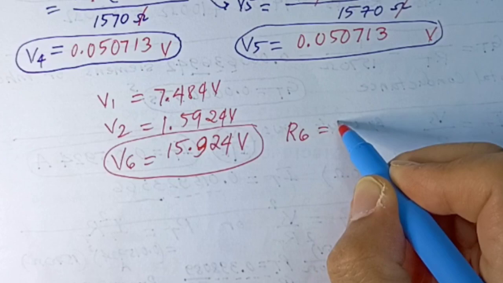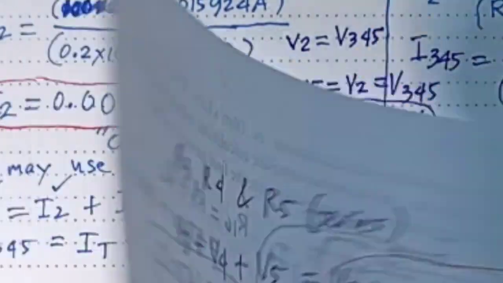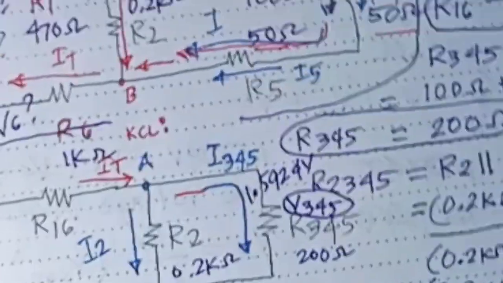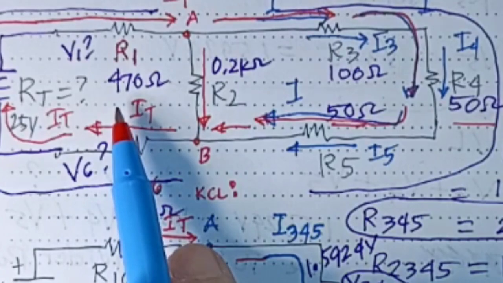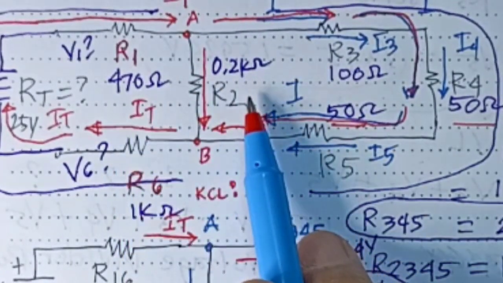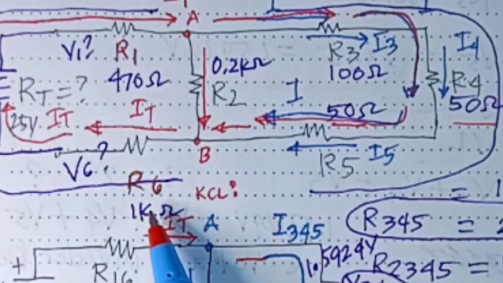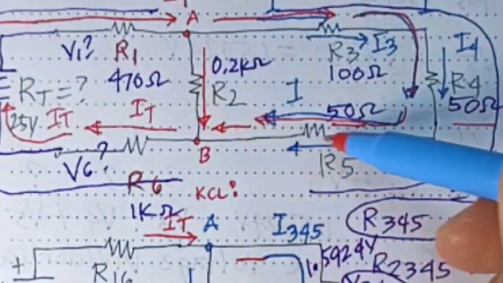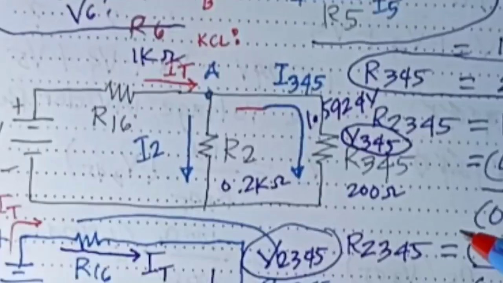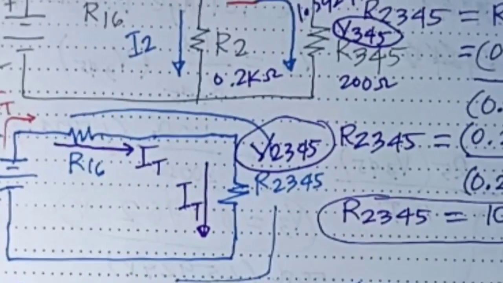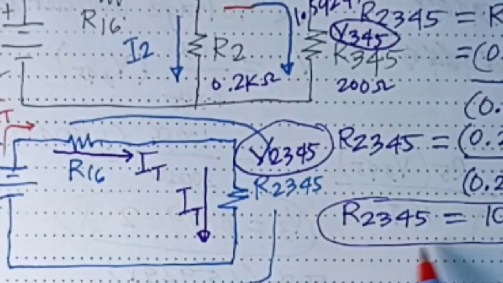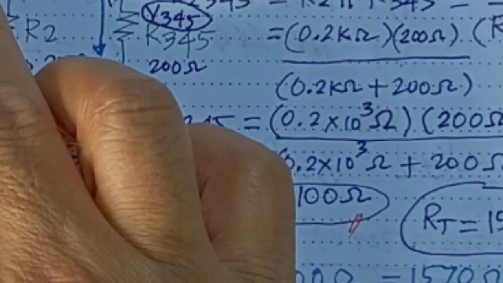Why? Because R6 is equal to 1 kilo ohm, right? R6 is 1 kilo ohm, and if you compare this with the other resistors, 470, 0.2 kilo, 100, this has the biggest series resistance over here. The total of these resistors, R2, R3, R4, R5, is only, how much? 100 ohms, right?